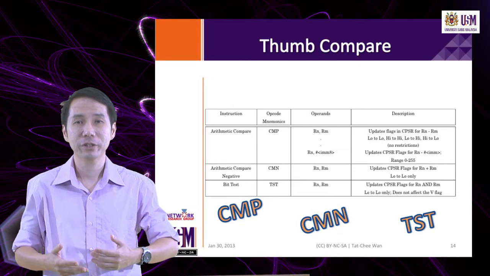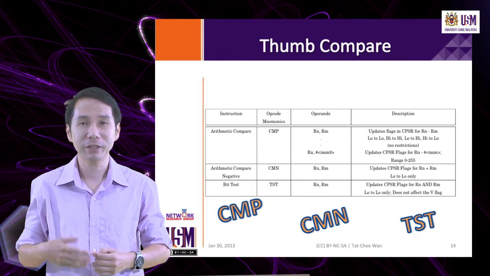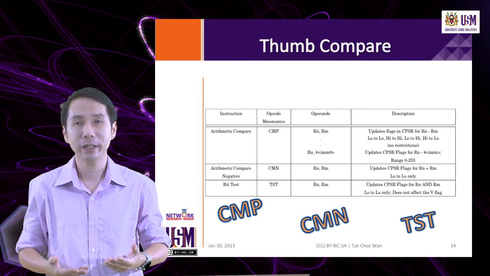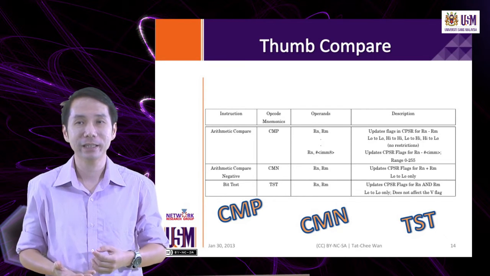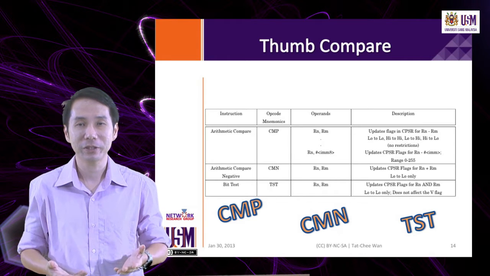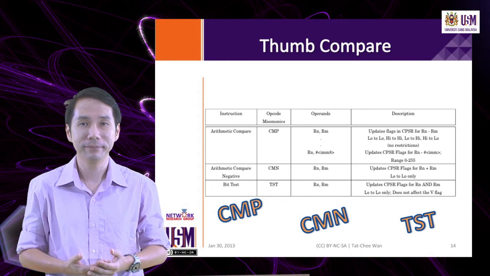The thumb compare instructions are pretty much the same as what is found in the ARM instruction set also. We are allowed to compare negative as well as test against values in other registers, in pretty much the same way we can do so in ARM.